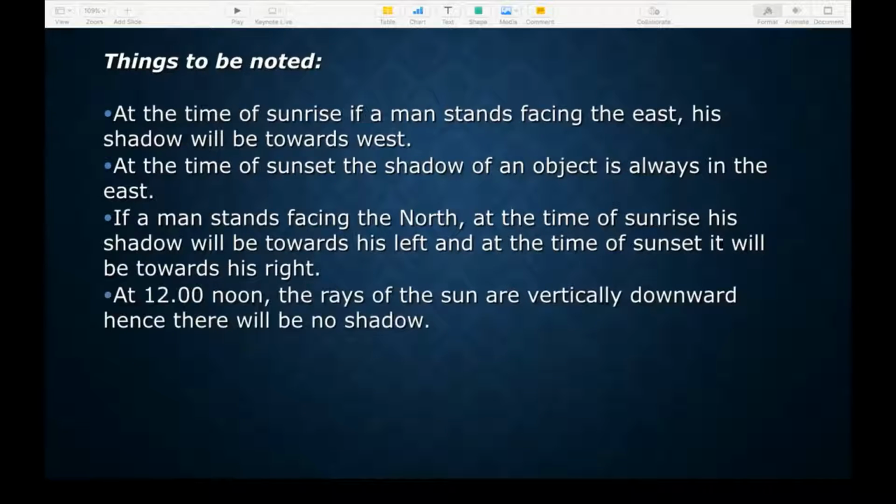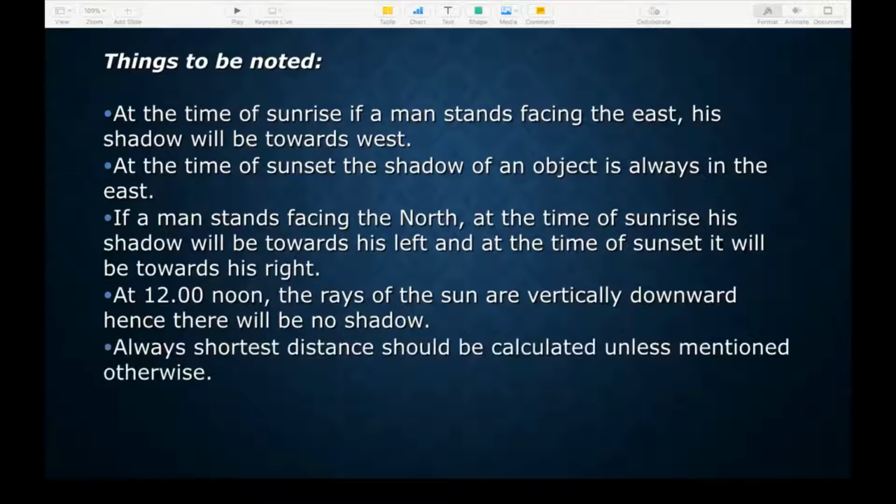At 12 noon, the rays of the sun are vertically downward. Hence, there will be no shadow. You just need to follow these basic things. Anyways, they will never ask you about 12 noon. All the questions are either based on sunrise or sunset, if it is a question related to shadows.